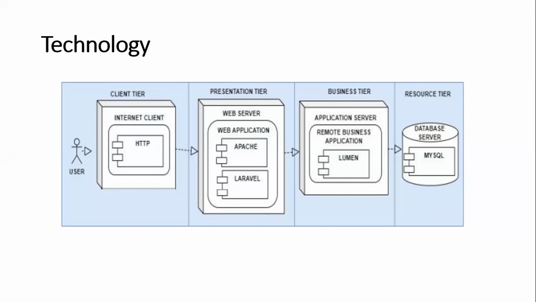The configuration is divided into the number of people, that is the user tier client, and the presentation tier. This includes the web server, using Apache and Laravel. Then the business tier, the application server using the remote business application with Lumen, including the API. And the resource tier, using a database server, where the application uses MySQL.